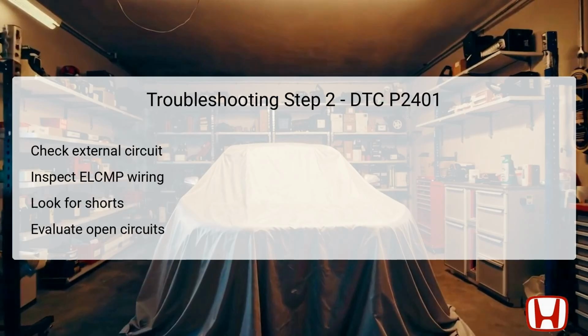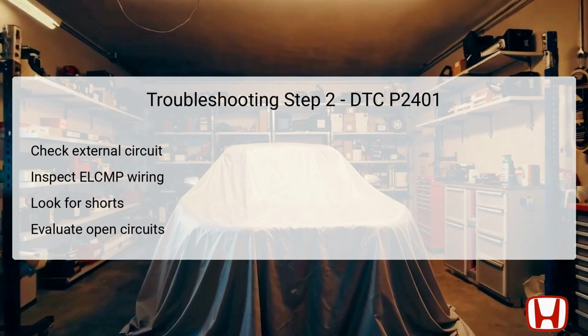In the second troubleshooting step for DTC P2401, it's crucial to focus on checking the external wiring circuit related to the EVAP leak check module, ELCMP. This involves a systematic visual and electrical inspection to identify any signs of wear, damage, or shorted wires.